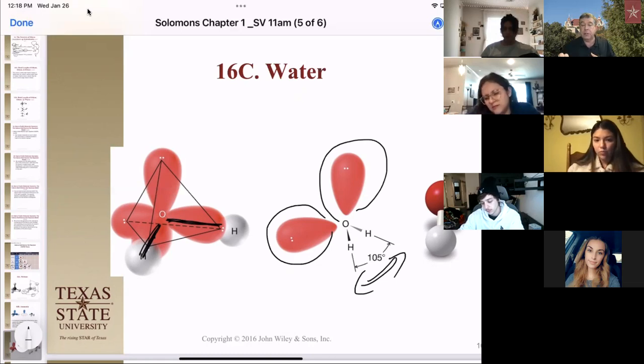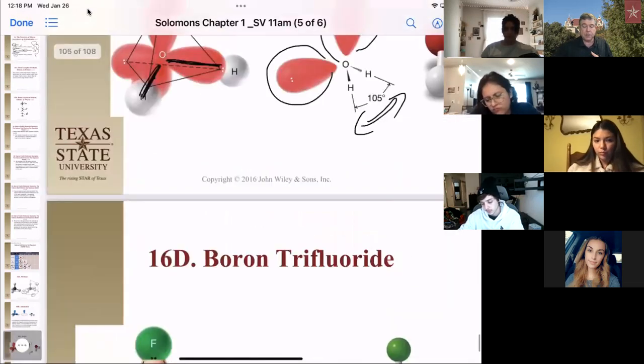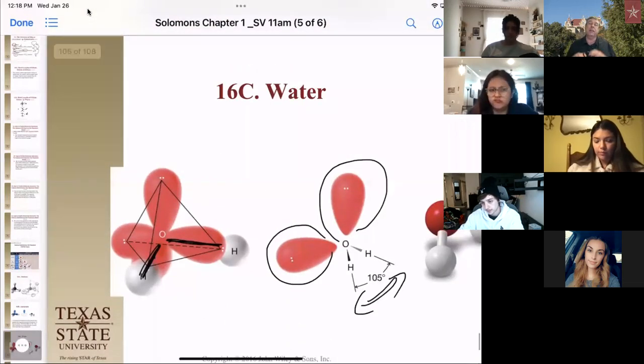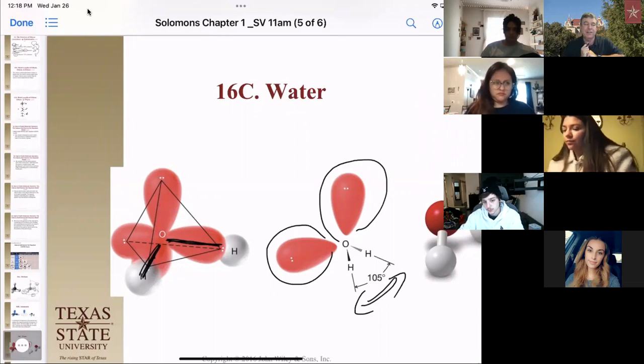Okay, we got 2 minutes left. So I'm going to stop here and we're going to finish up with the other shapes like boron, etc. And then we're going to start chapter 2, which is nomenclature, on next Monday, sorry.